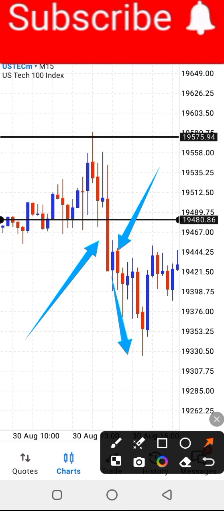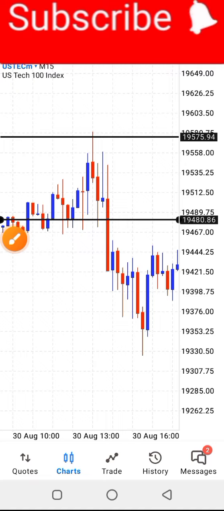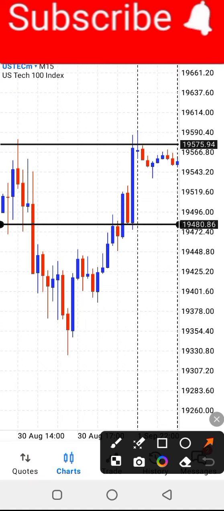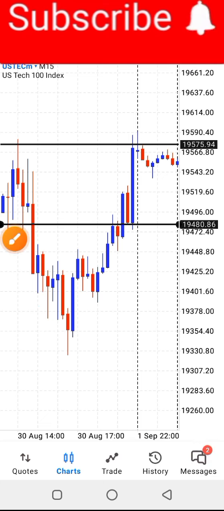Let me scroll the screen to see what really happened in front. All right, price reversed after that. So it's just a very small move, and if you were using a trailing stop, you probably would have been stopped out with a small amount of profit. So same thing again, you just rinse and repeat.